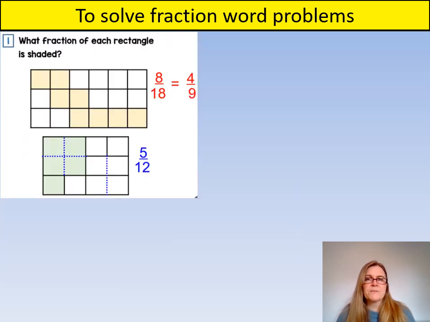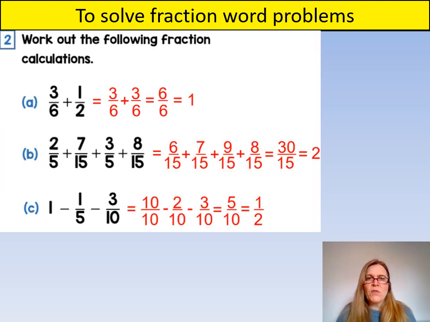Count the red squares. So there are 8 red squares out of 18 squares altogether, which is 8/18. You could turn that into 4/9 if you want to. Now divide the blue rectangle into equal parts, which gives you 5 blue squares out of a total of 12 squares. That is 5/12.